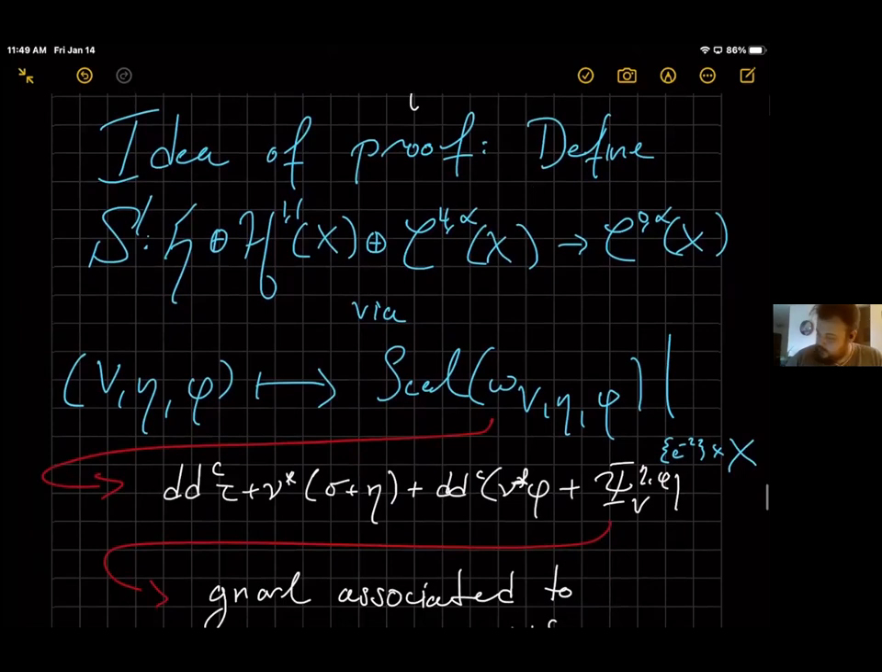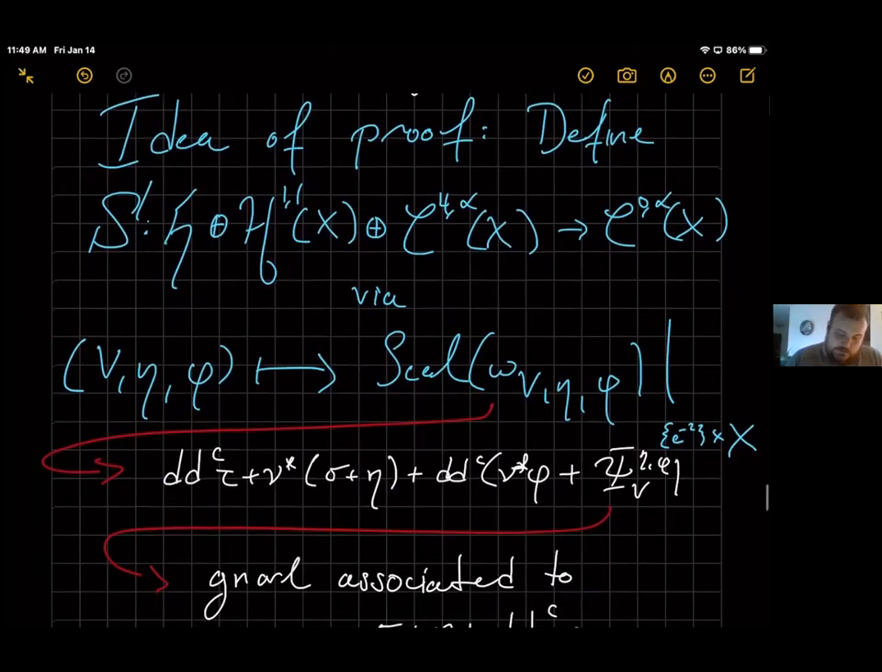And just really quickly, the idea of the proof is just to write out a sort of modified scalar curvature operator. It takes in a vector field, takes in our form, and takes in a C^{4,alpha} function. We take the scalar curvature of that thing and restrict it to just a single slice.